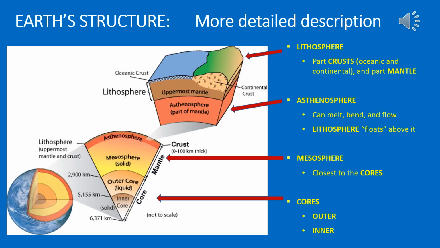Earth's structure can also be examined in more detail. Its layers can also be divided into lithosphere, asthenosphere, mesosphere, and the cores. The lithosphere, the uppermost layer of Earth, is part crust and part mantle. This layer floats on the asthenosphere, which can melt, bend, and flow. Further into Earth's structure, you'll find the mesosphere. And finally, in the center are the outer and inner cores.